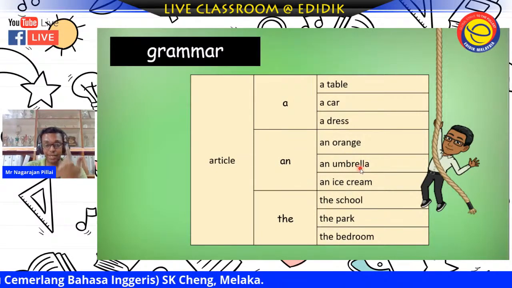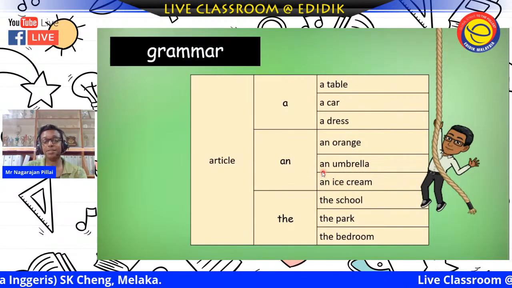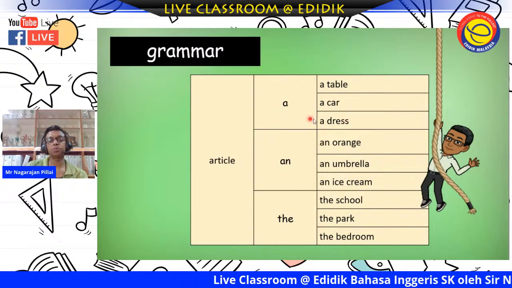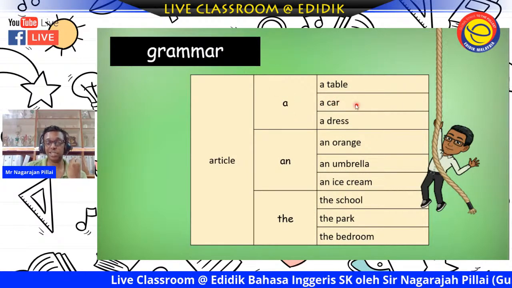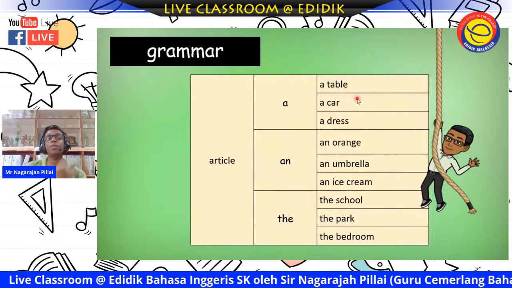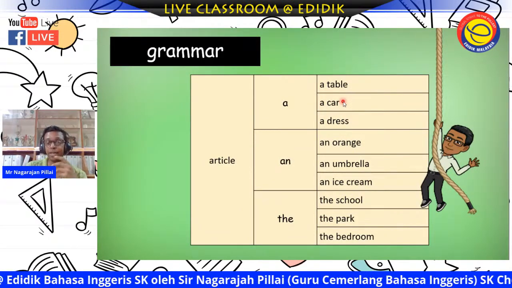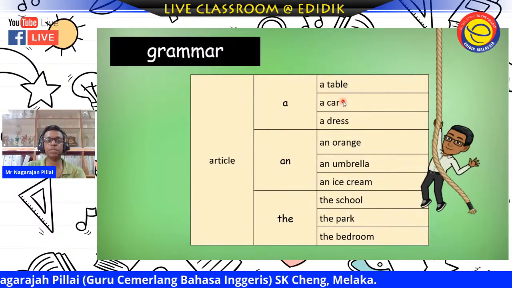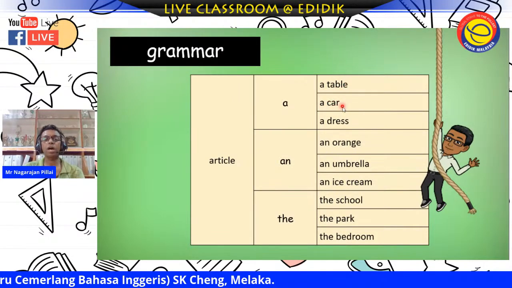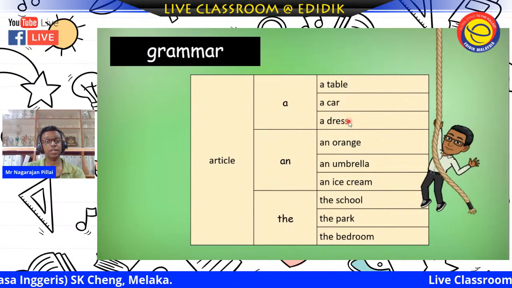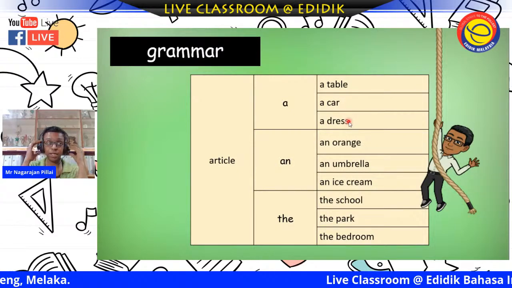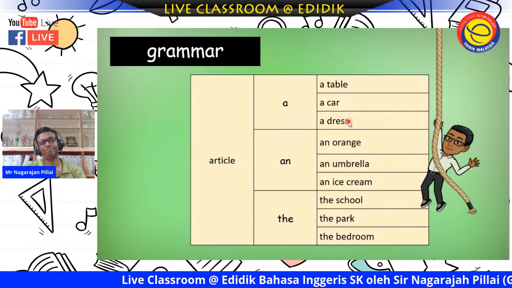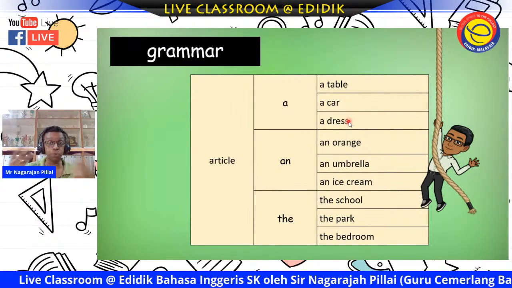And do you like ice cream? I like ice cream. Okay. So if we have one ice cream, we say an ice cream. Okay. We use a for singular subject or singular noun that starts with a consonant. Okay. Other letters besides A, E, I, O, U. For example, a table, a car, a dress. Okay. A pair of glasses, okay, a mobile phone, a pen, okay, a book.